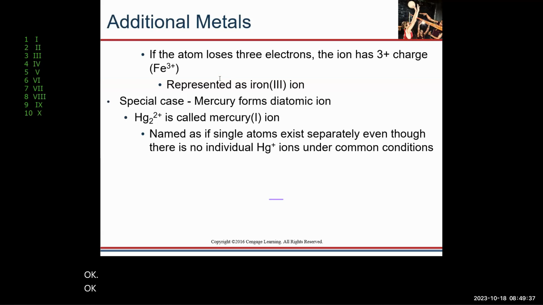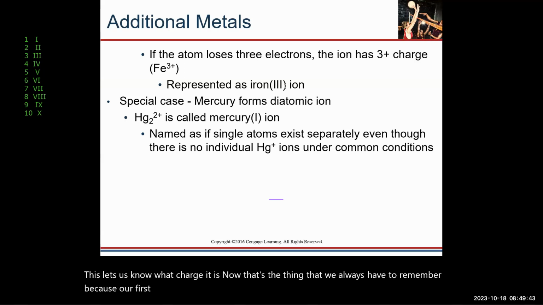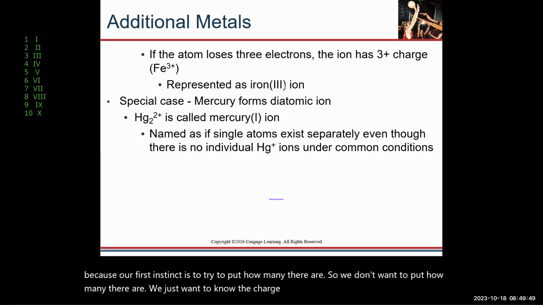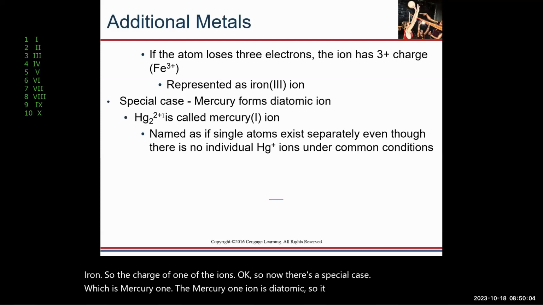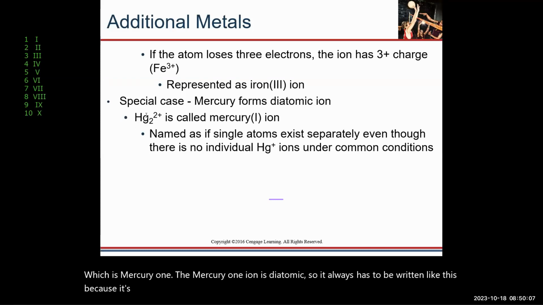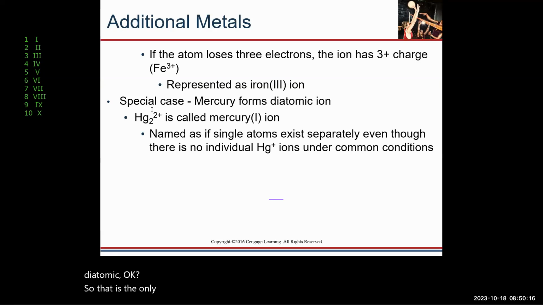Okay, so this lets us know what charge it is. Now, that's the thing that we always have to remember, because our first instinct is to try to put how many there are. So we don't want to put how many there are. We just want to know the charge of one ion. So the charge of one of the ions. Okay. So now there's a special case, which is mercury 1. The mercury 1 ion is diatomic. So it always has to be written like this because it's diatomic. Okay. So you'll never see just Hg plus. It always has to be written as a diatomic. So that is the only diatomic ion out there. Okay.